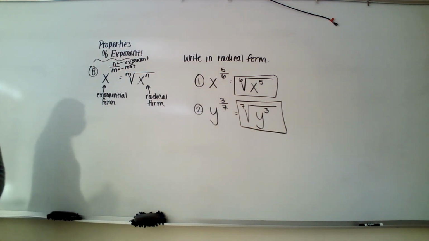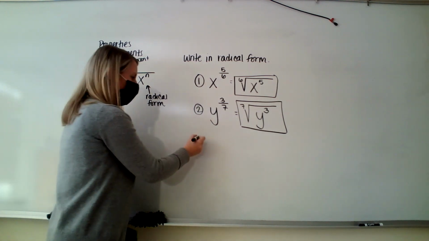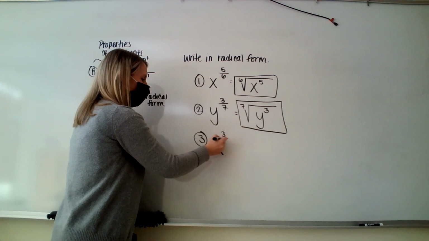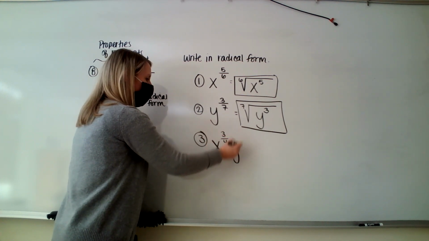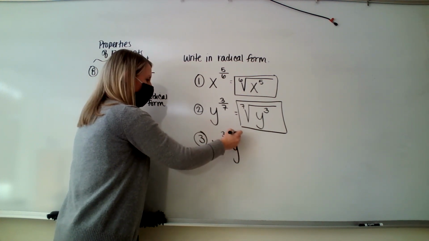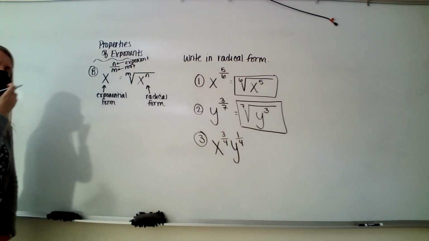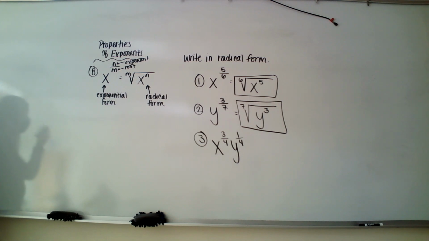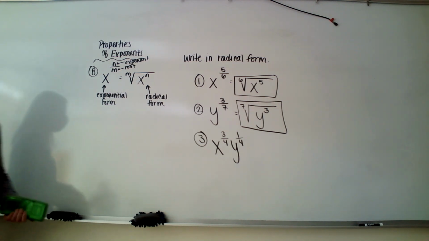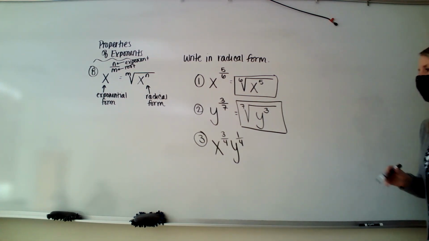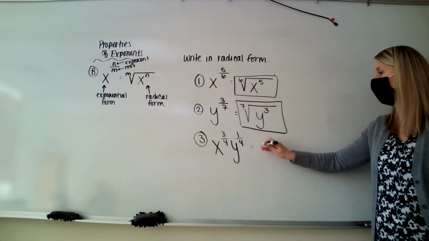Ooh, how about this one? We gotta make it fancy, guys. What if I said x to the 3/4, y to the 1/4? Now, when you have a whole bunch of bases, you don't wanna have a million radicals. It looks all sorts of ugly. So you don't even want 2 radicals. When you write the answer, you just want 1 radical.